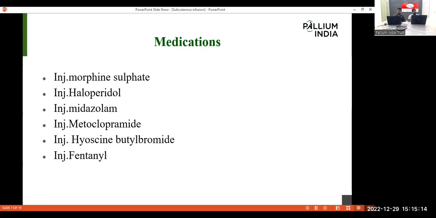Then what are the main types of medications we can give subcutaneously? These are examples I am just showing. Studies are going on, and daily more drugs are proven that we can give subcutaneously also. In our setting, the majority of medicines given subcutaneously are what I am showing here: injection morphine, injection haloperidol, then injection midazolam, injection metoclopramide or injection perinorm, then Buscopan or hyoscine butyl bromide, and fentanyl. These are the common medicines we can give subcutaneously.